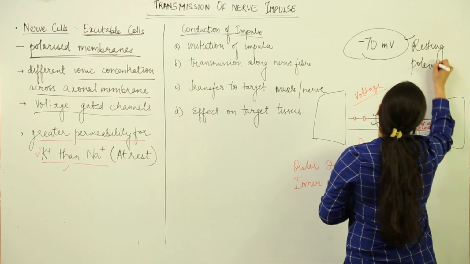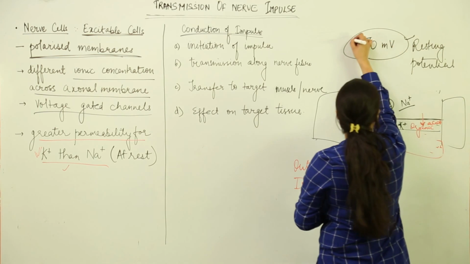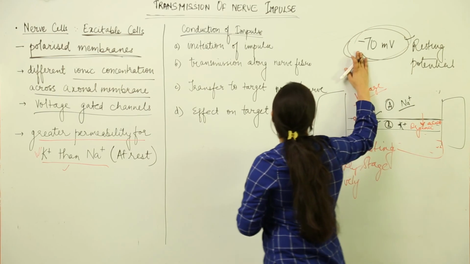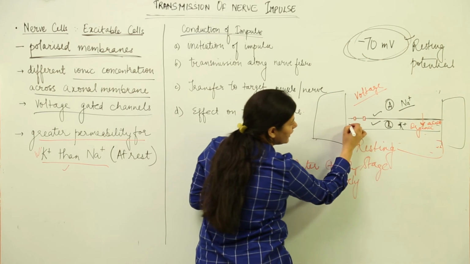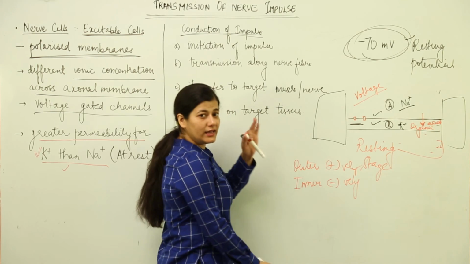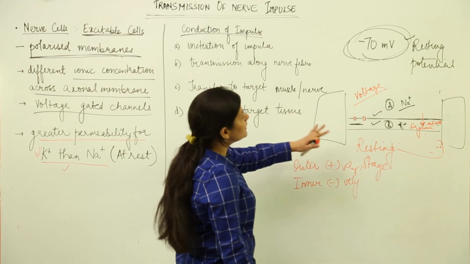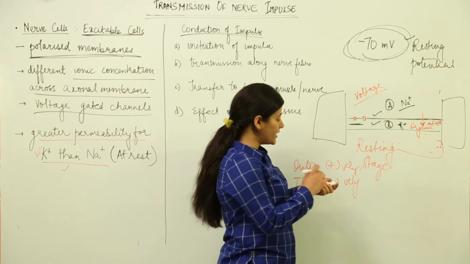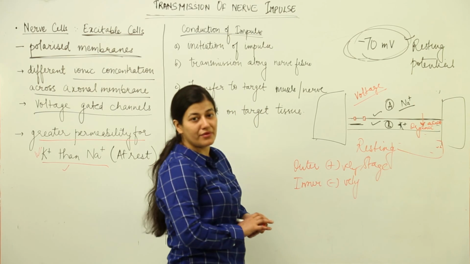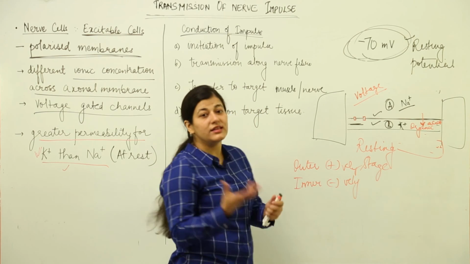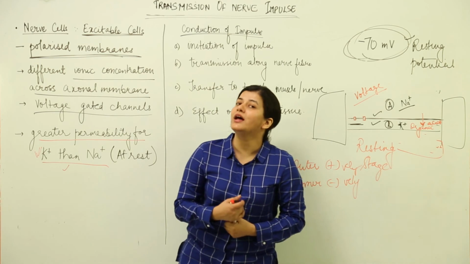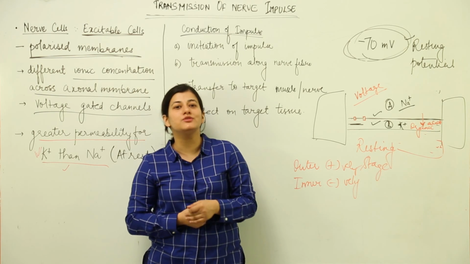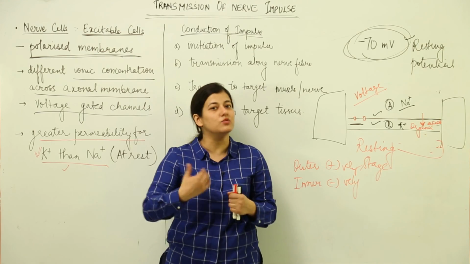Now you might ask me why minus 70? Minus 70 because we are referring to the inside of the axoplasm, and the inside of the axoplasm we know is negatively charged due to organic acid. So this is the resting potential of the membrane that we have when the excitation has not come. Next we will see what happens when the excitation comes and how it is moved further.